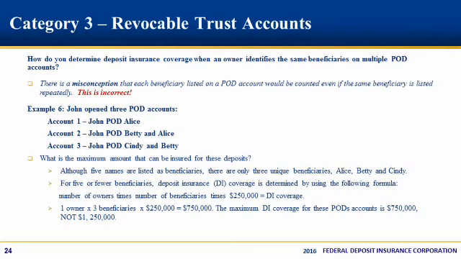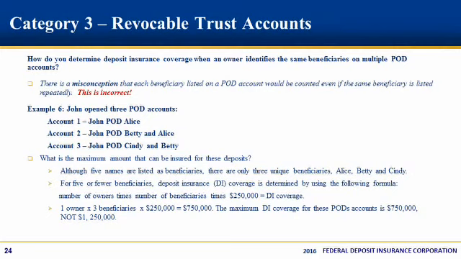As you have seen from our previous examples, the rule for calculating deposit insurance coverage for 5 or fewer beneficiaries is to simply multiply the number of owners times the number of eligible beneficiaries times $250,000. In this example, while there are 5 beneficiaries listed, there are only 3 unique persons named on the accounts. That is Alice, Betty, and Cindy. The important point to remember is in calculating FDIC deposit insurance coverage, a named beneficiary is counted only once.